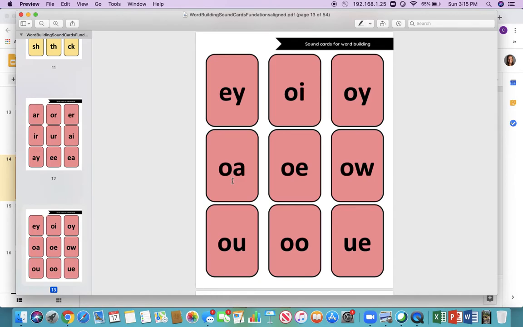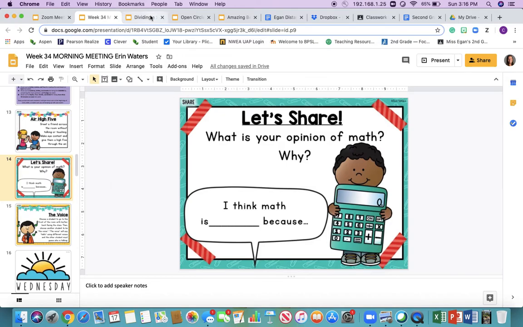O-A, boat, O. O-E, toe, O. O-W, snow, O. O-W, plow, ow. Great job, students. Way to warm up your foundation sounds.